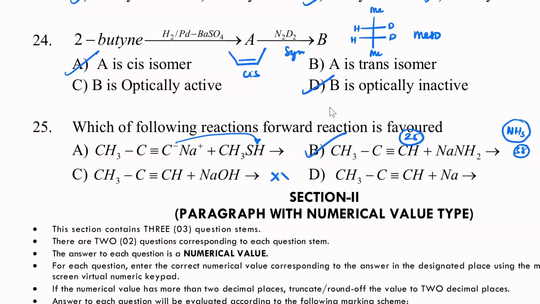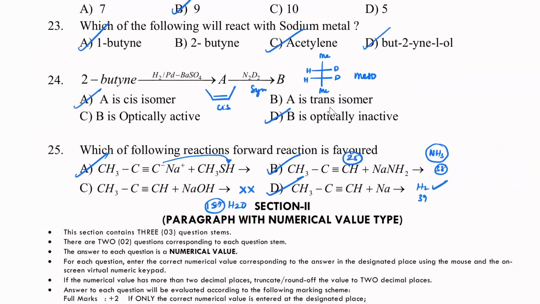And here this is not feasible because it forms water, and water's pK value is 15.7. And with sodium, hydrogen gas will come. Hydrogen gas pK value is 39. So this is also possible. So A is possible, B is possible, D is possible. Please check.